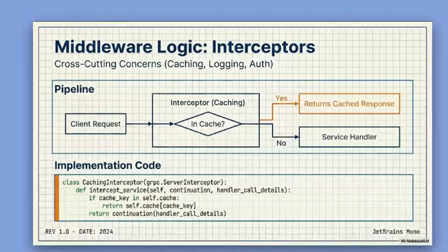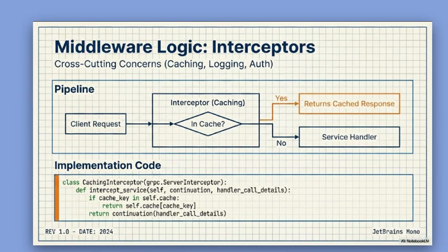Yeah. Or have I seen this request before? Is it in my cache? And if it's in the cache, the interceptor just returns the data right there. It never even bothers the main service. Exactly. It keeps your core code really clean. You don't want to be writing authentication logic inside every single function. You write it once in an interceptor, and it just applies to everything.